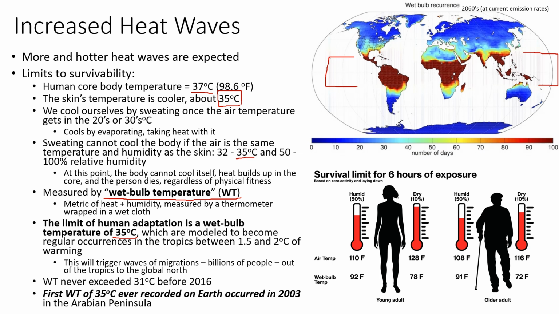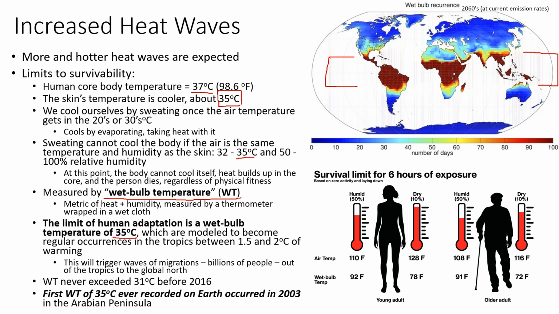of billions of people out of the tropics into the higher latitudes, both north and south, but primarily north, because that's where A, there is more land mass to support more people, and B, there is more wealth and where they see more opportunity for themselves and for their children. So people are going to be migrating out of the tropics into the global north when this becomes more frequent.